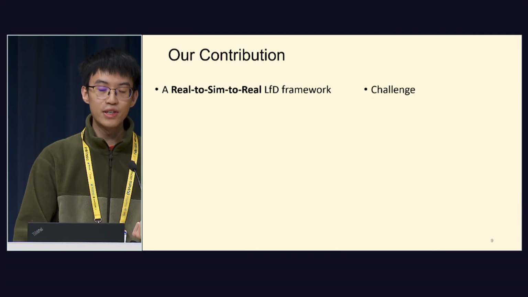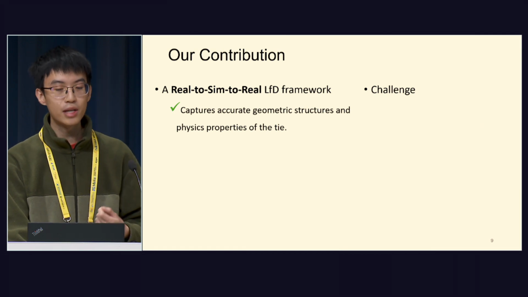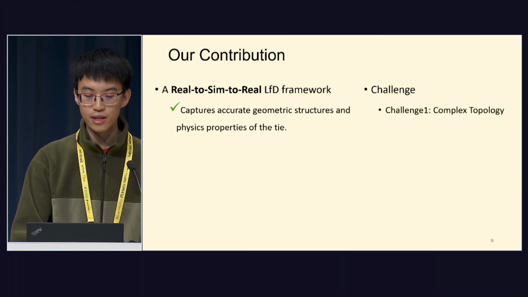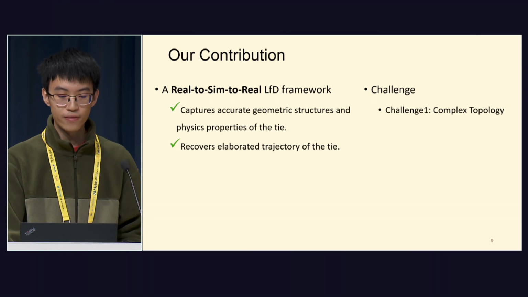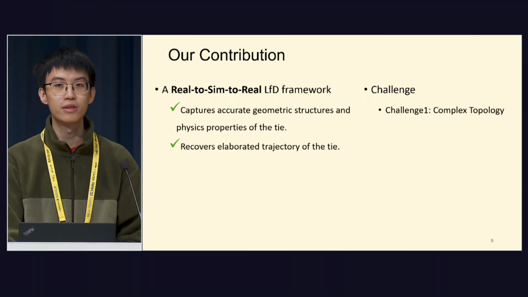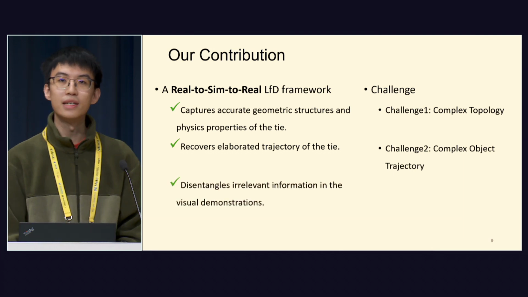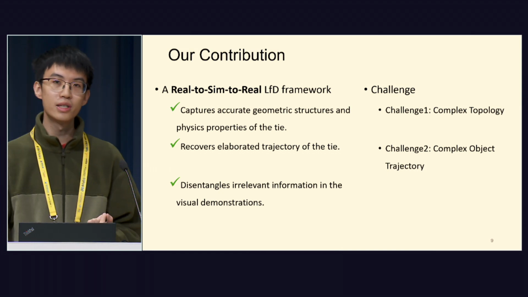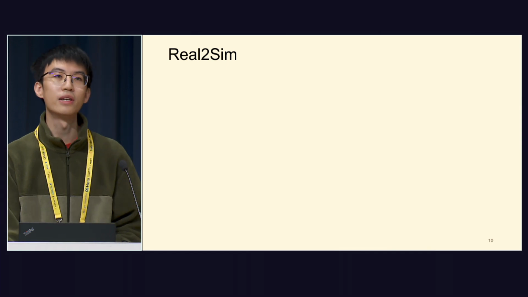It has several advantages. First, since we use mesh as representation, it captures accurate geometric structures and physics properties of the tie, which tackles the first challenge. Second, since we estimate a sequence of meshes from the demonstration video, it recovers the elaborate trajectory of the tie in a very detailed manner, and this tackles the second challenge. And as a bonus, it disentangles irrelevant information in the visual demonstration. Therefore, the human demonstration does not need to come from in-domain data. Now let's take a look into the details.